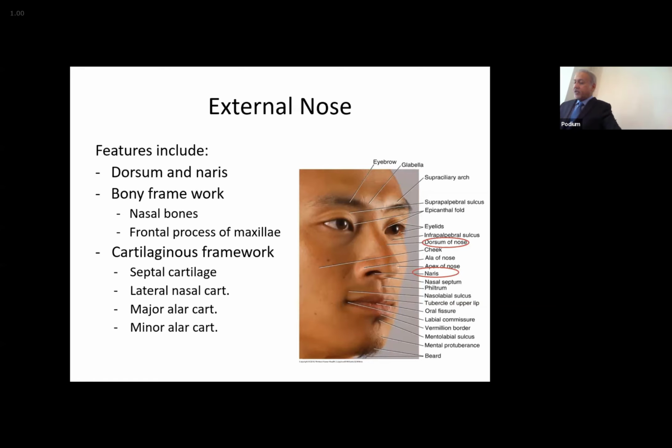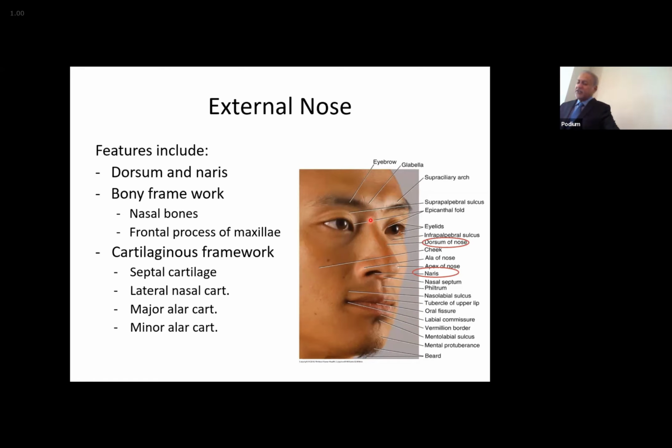Okay, while these two openings are the nares, the nostrils. As they are opening outside, we call them external nostrils. That makes sense? Okay, so these are the features that you see.